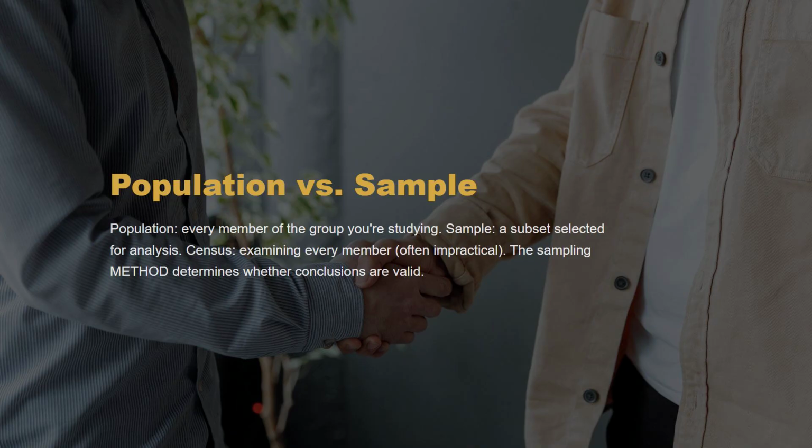A sample is a subset of the population. The key question is how you select that subset. If your selection method introduces bias, your sample will systematically misrepresent the population. The CFA curriculum covers 2 primary sampling methods: simple random sampling and stratified random sampling.